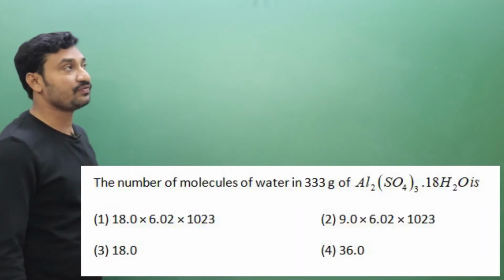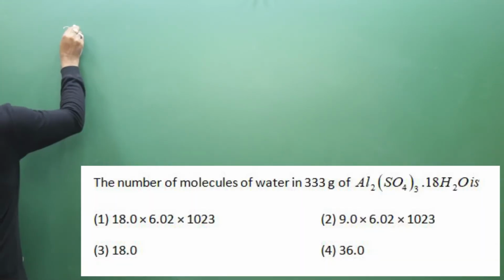See the next question. The number of molecules of water in 333 grams of Al2(SO4)3·18H2O.